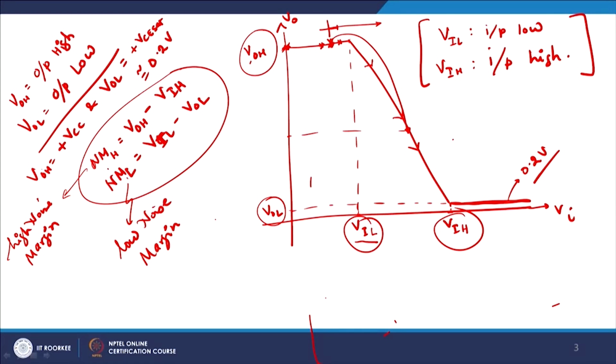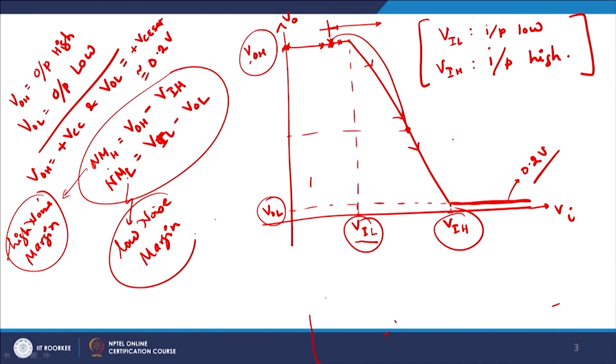The higher this value, the better your design is, because it will be better at rejecting noise. If your noise margin is typically, say, 1.5 volt, it means that up to 1.5 volt, any data you give me will always be read as output 1. And if the NML is also very high, it means that if you give me an input value up to the NML value, it will be read as output 0. So we have 2 noise margins, a high noise margin and a low noise margin, and we try to keep both as high as possible.